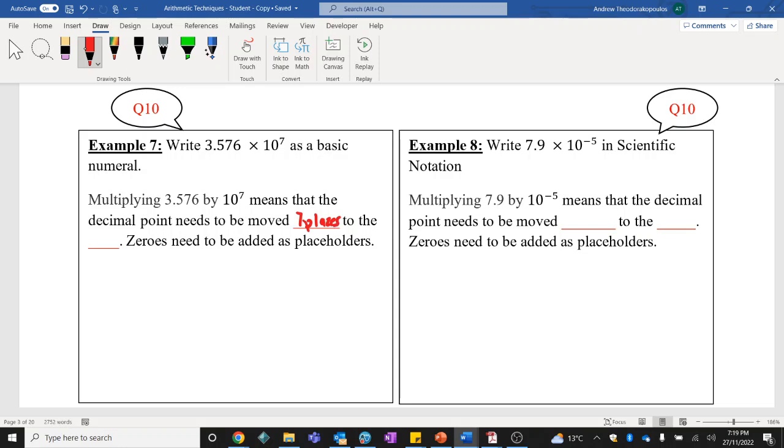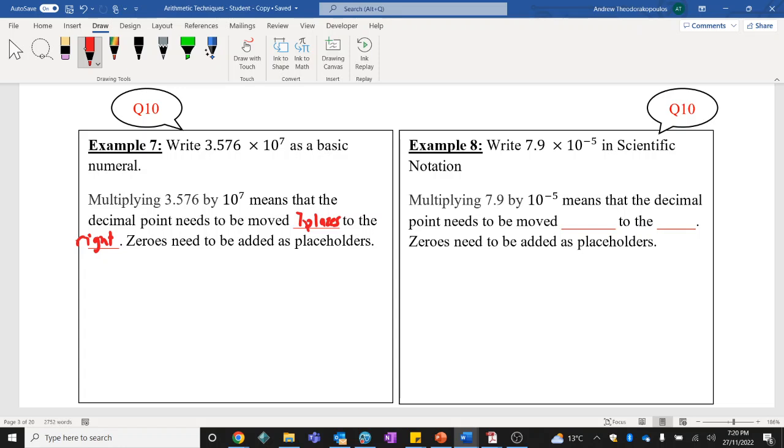Hopefully you can write that a lot neater than I did. 7 places to the right. Now try to ignore any of the rules from the previous examples. These are 2 different questions, so we might have 2 different rules. But I'm just trying to make this as simple as possible if you get a question like this.